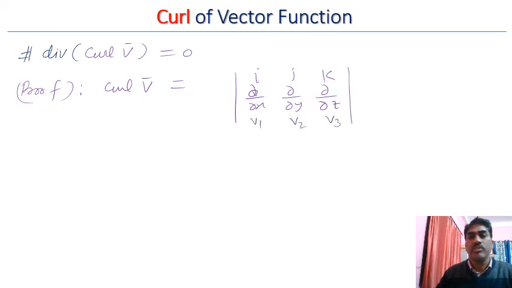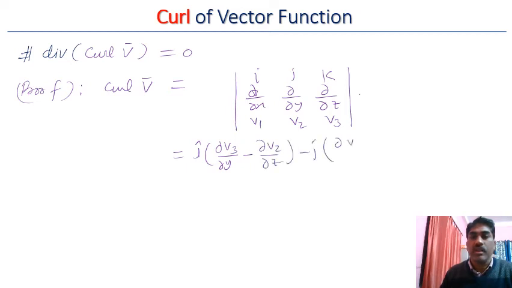I am not using shorthand convention here because this convention will lead to confusion due to double operator del and del. So this can be written as i times del v3 by del y minus del v2 by del z, minus j times del v1 by del z minus del v3 by del x, plus k times del v2 by del x minus del v1 by del y.